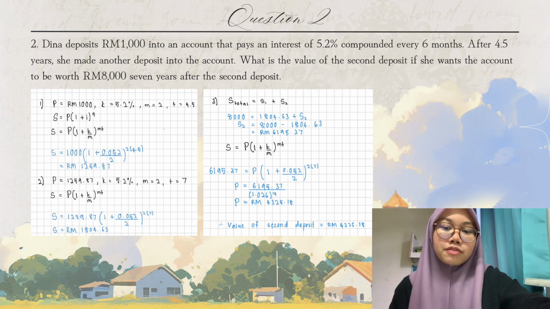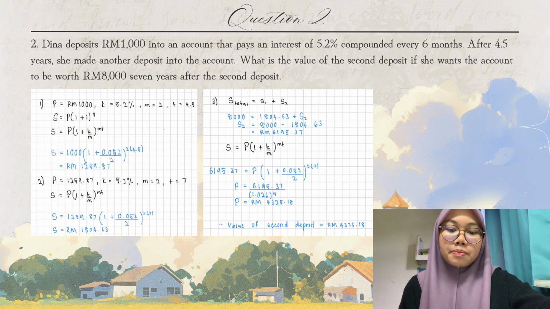Third step, before we find the value of the second deposit, we need to find the second future value first using 8,000 ringgit. 8,000 ringgit is our S total. 1,804 ringgit and 63 cents is our first S. Then we want to find the second future value, which is S2. The calculation is 8,000 equal to 1,804.63 plus S2. Then we move S2 to the other side. Then we will get 6,195 ringgit and 37 cents.